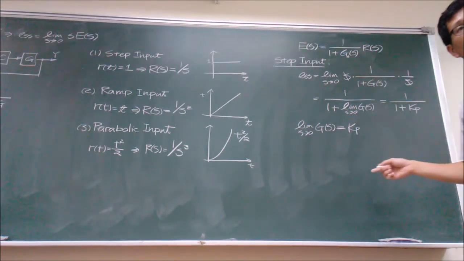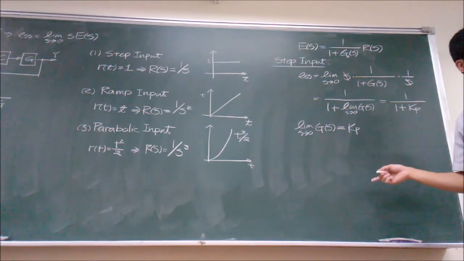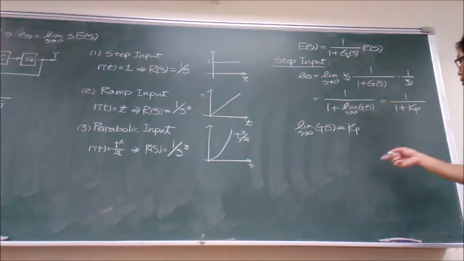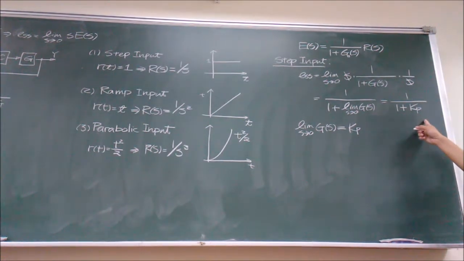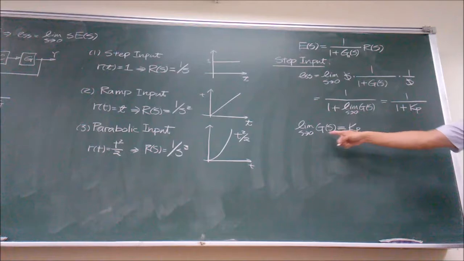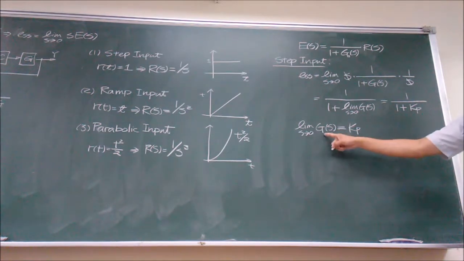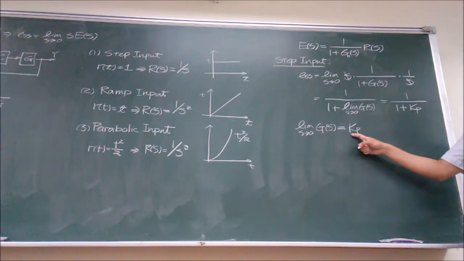Any questions so far? I think the derivation is kind of easy. Everybody should get this part without any problem, as long as you know I simplify G of s when it's close to 0, it becomes a constant.